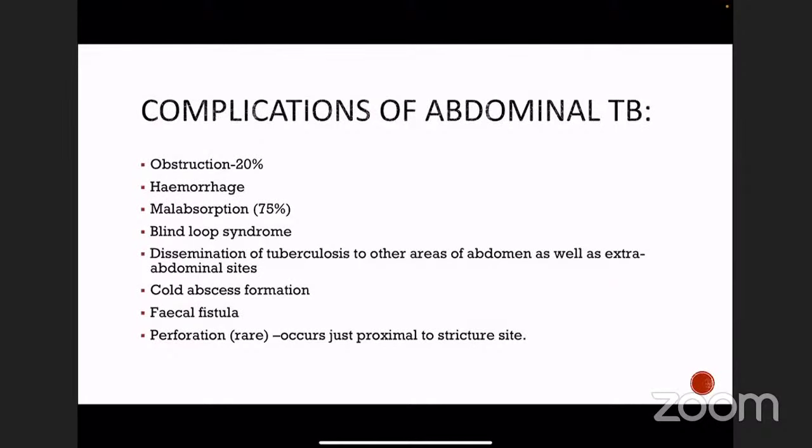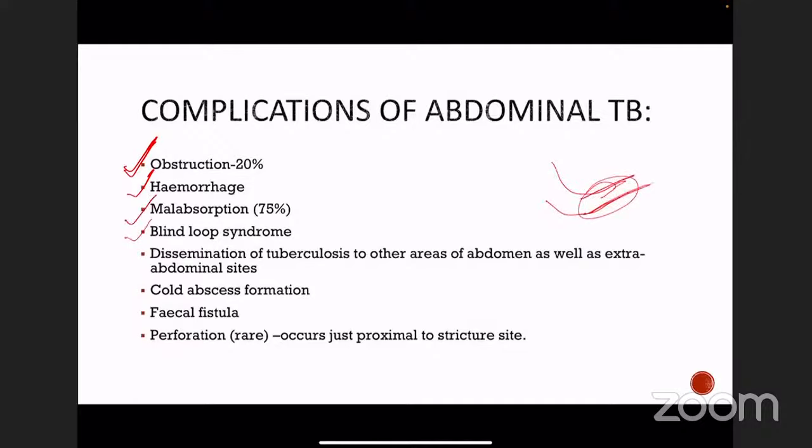To understand the importance of the right time, right treatment, we should know the complications. The first is obstruction, and as I've already explained again and again, you know how obstruction occurs. Hemorrhage also, you know, an ulcer can cause hemorrhage. Malabsorption is also known, as the ileocecal region is the most important part, the ileum is the most important part, and it is infected and not functioning now. So malabsorption can occur. Blind loop syndrome, in a similar way.